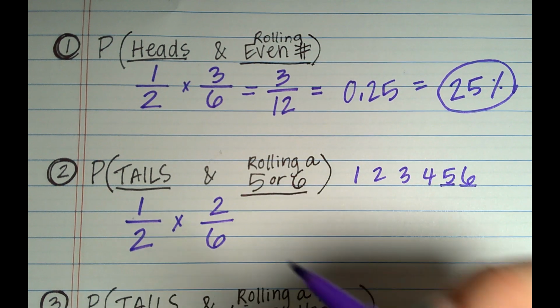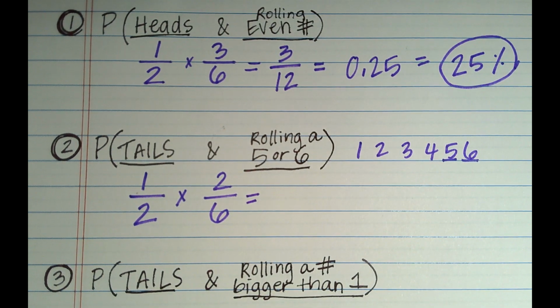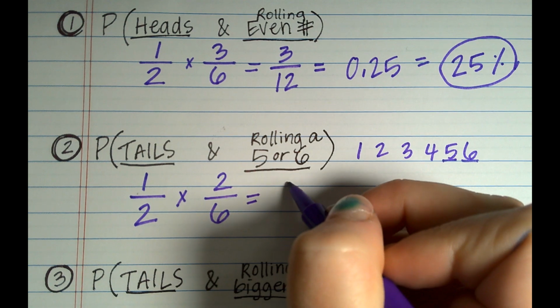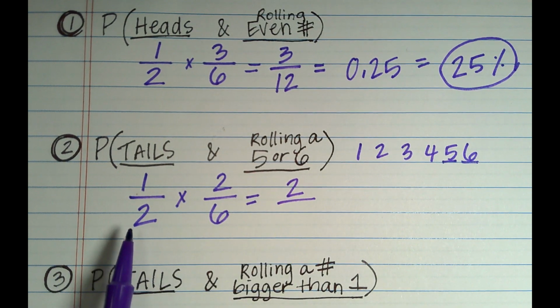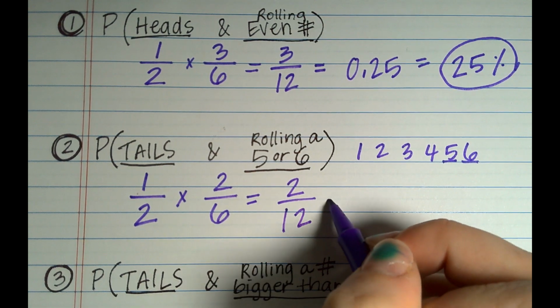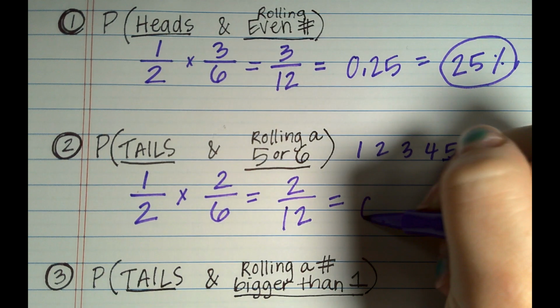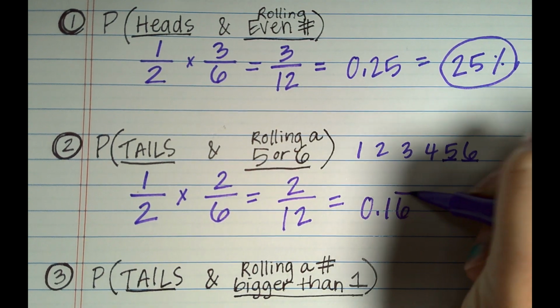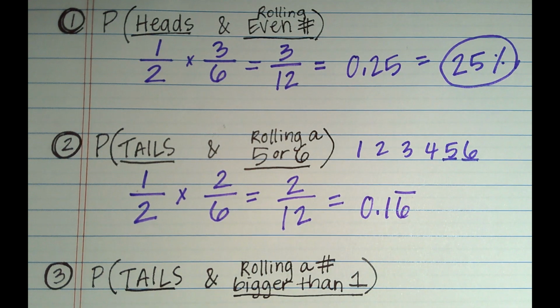So 2/6. So what's the probability of both of those happening? 1 times 2 is 2. And my bottom number, what'll that be? 12. So our decimal, what'll that be? Perfect. 0.16666. It goes on forever, repeating.